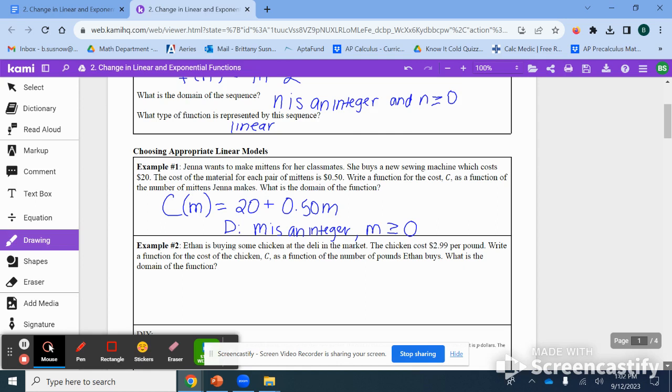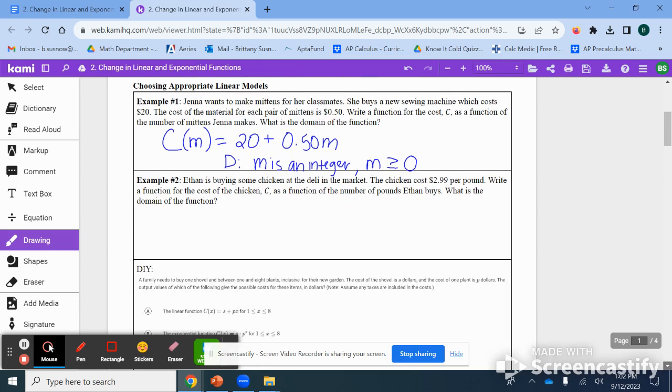Let's see why. Ethan is buying some chicken. Do we like chicken in here? Yeah. Okay, cool. Good question. Do we like fish? I love fish. Yeah. I love sushi. Sushi's my fave.